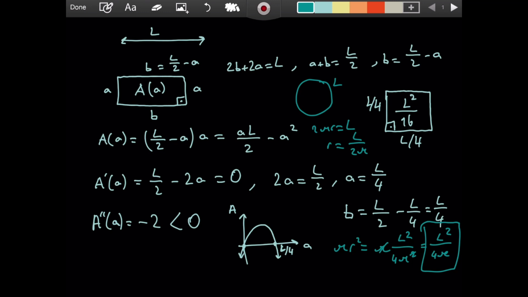So in fact, if we were to construct a circle, the area would be greater than that of a square, and in fact than that of any rectangle, because the square is the rectangle that gives the maximum possible area for a specified length. I just wanted to point this out.